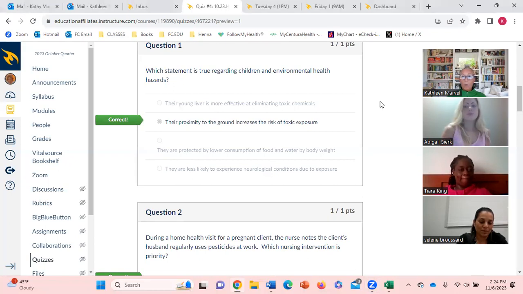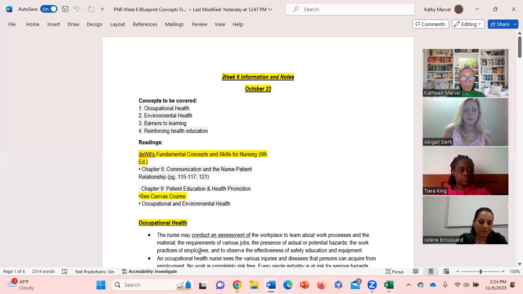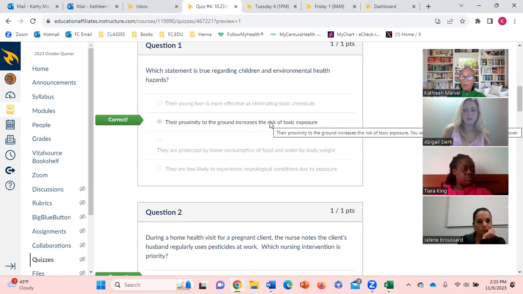So we're covering occupational health and environmental health this week. We are covering, let's see, barriers to learning and reinforcing health education. So these questions revolve around that. The first question is an environmental health question: what statement is true regarding children and environmental health hazards? Did everybody get this one right? And understand why that's correct? Why is that the correct answer?